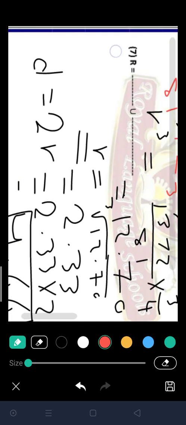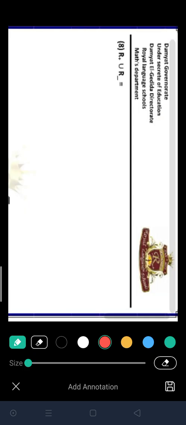Okay, example number 7. The set of real numbers equals what? Equals the set of rational numbers, denoted by the symbol Q, union the set of irrational numbers, denoted by the symbol Q dash. Example number 8. R positive union R negative equals what?